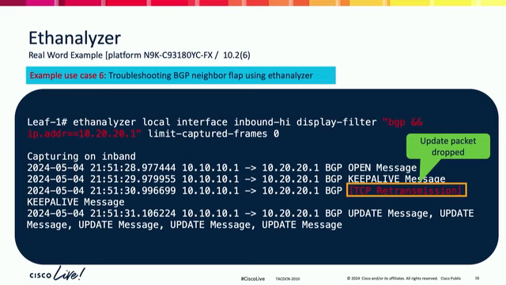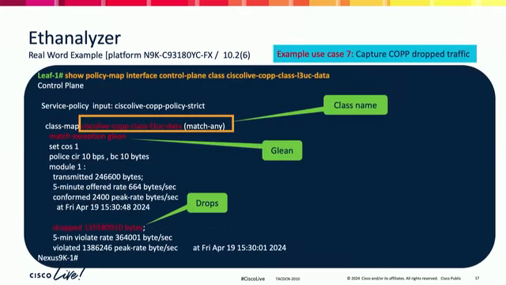So how did Ethanalyzer help me in this case? It helped by showing there is some packet dropping. It gave me a clue where to check. Let's move on to the next example use case, using Ethanalyzer to troubleshoot control plane related problems.